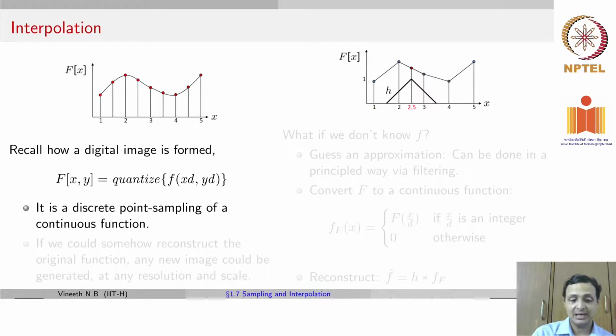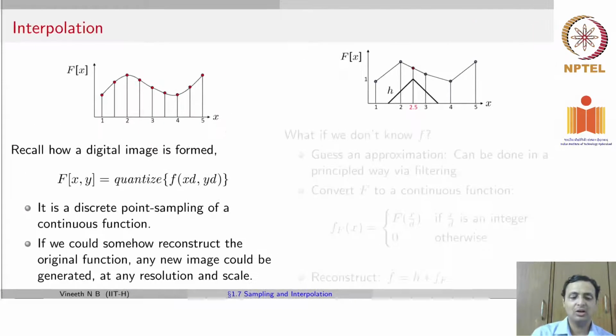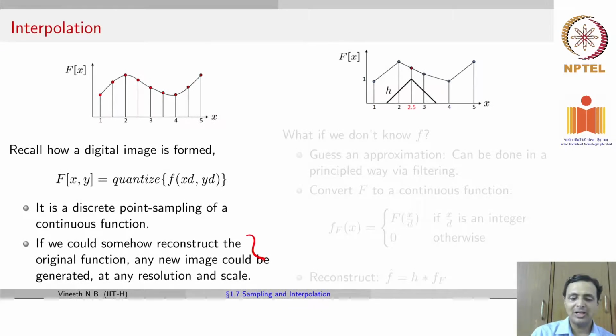So as we already said, this is nothing but a discrete point sampling of a continuous function. So when we do interpolation, we are simply asking the question, can we somehow reconstruct that original continuous function from the discrete samples? That's the question that we are trying to ask, because if we could do that, we could interpolate and go to any resolution that we want to go for.